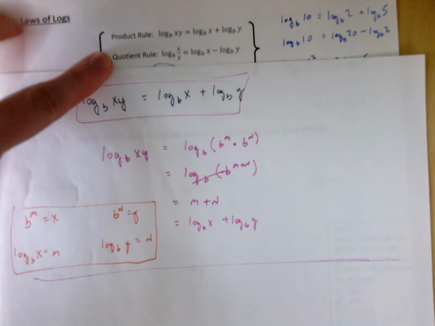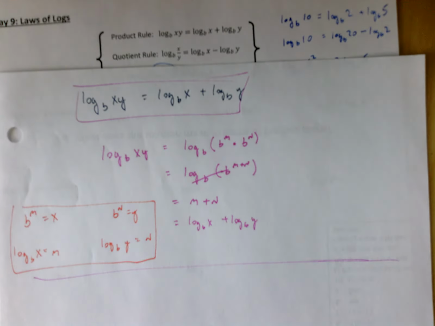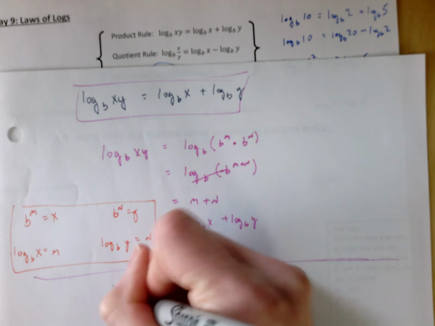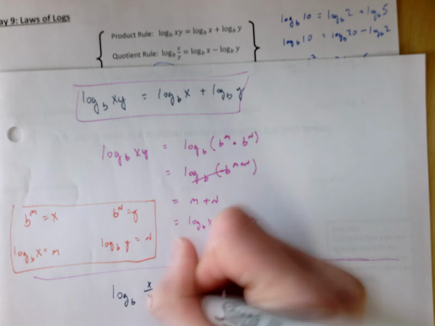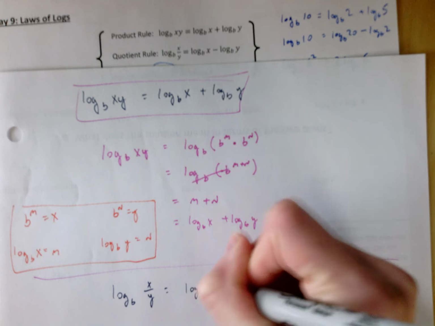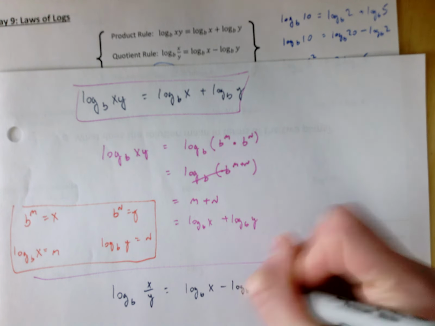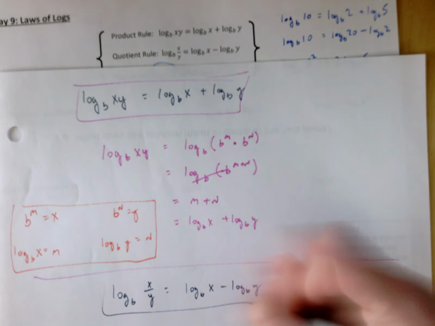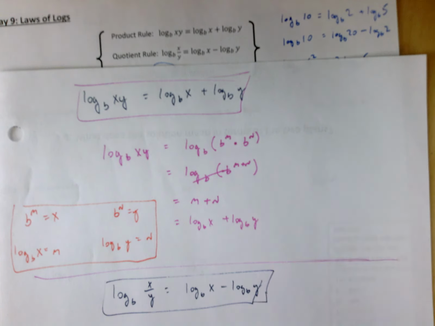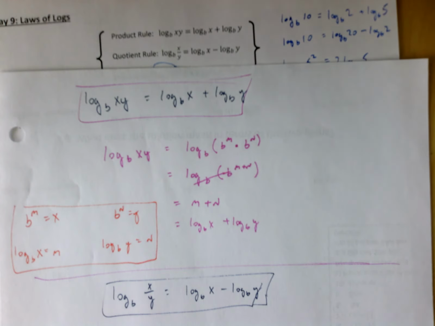All right, now our second one, we're going to look at the quotient rule. Okay, so the thing that we're going to try to prove is we're going to try to show that log base b of x divided by y is equal to log base b of x minus log base b of y. This is our goal. This is what we're trying to prove. And this proof is actually going to be pretty similar to the last one.